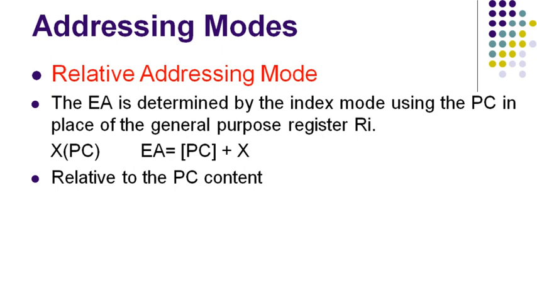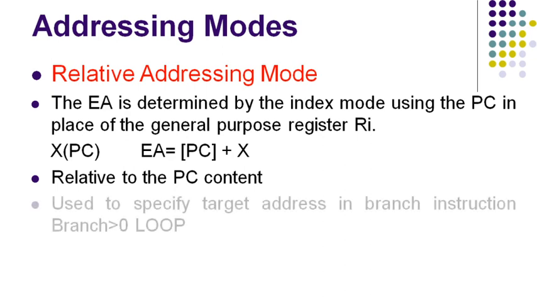X(PC) means what? It can be used to address a memory location that is X bytes away, where X is the displacement, from the location where the program counter is pointing to. Since the addressed location is identified relative to the program counter, which always identifies the current execution point in the program, the name relative mode is associated with this type of addressing.